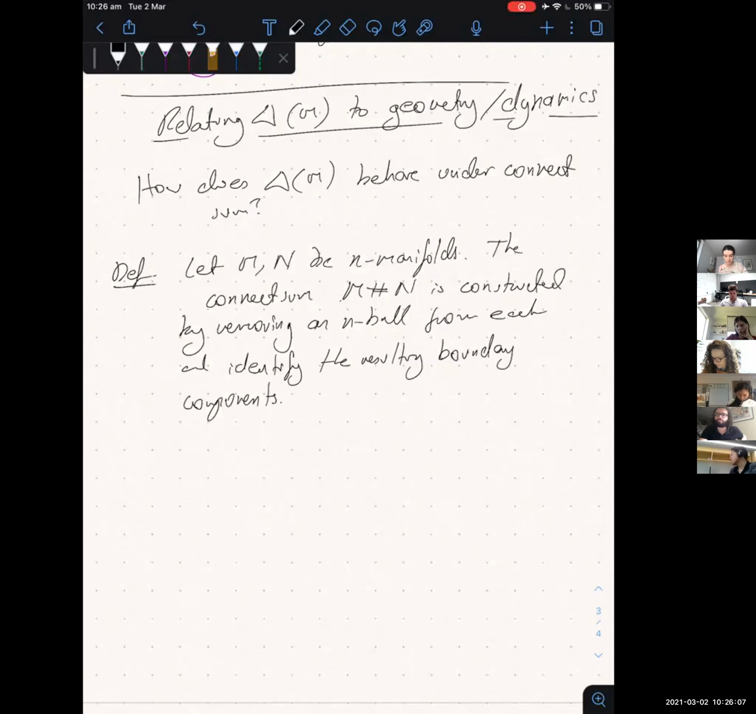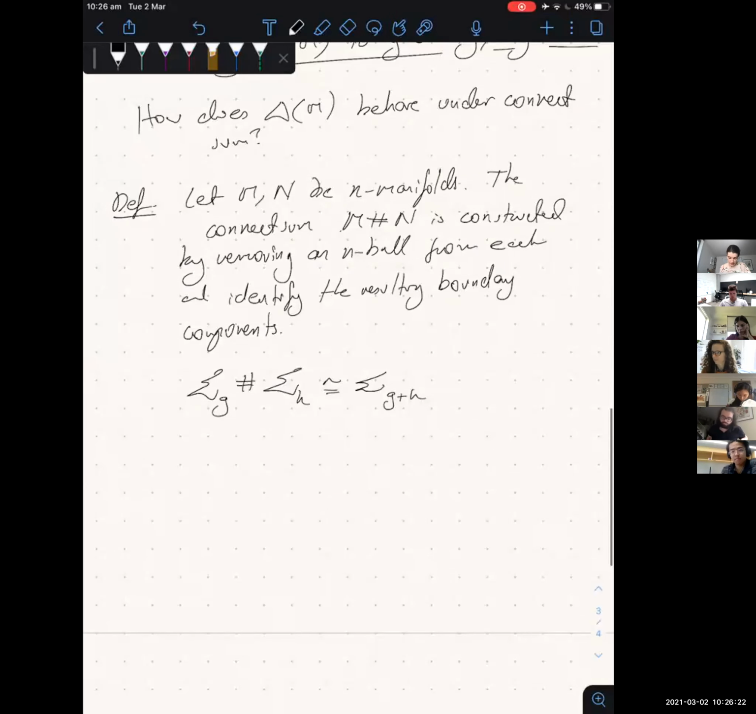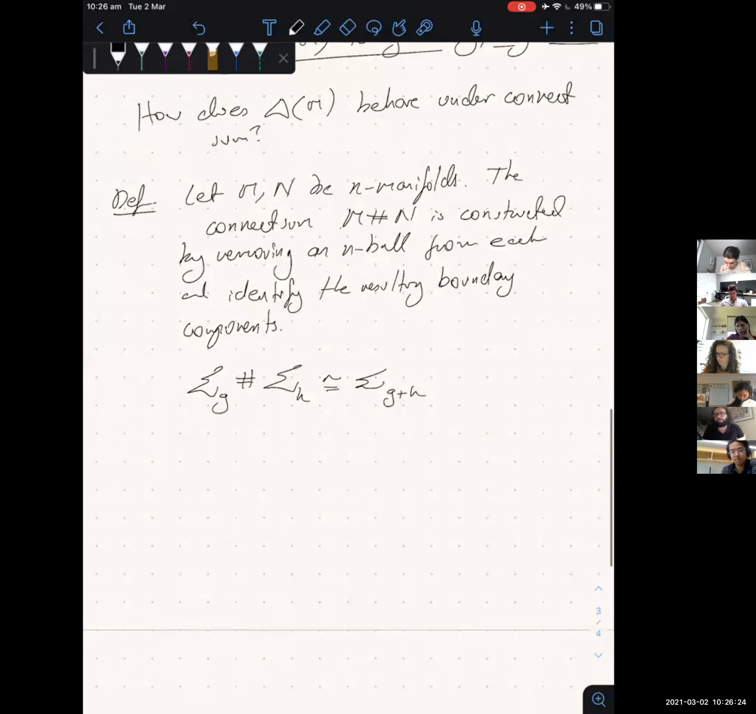So, for example, if we take the surface of genus g and connect sum it with the surface of genus h, our genus is going to add. In effect, you're taking two tori, for example, taking out a little patch on each of them, and you can think of it as extending a tube across and gluing that up. So we're going to get genus 2.